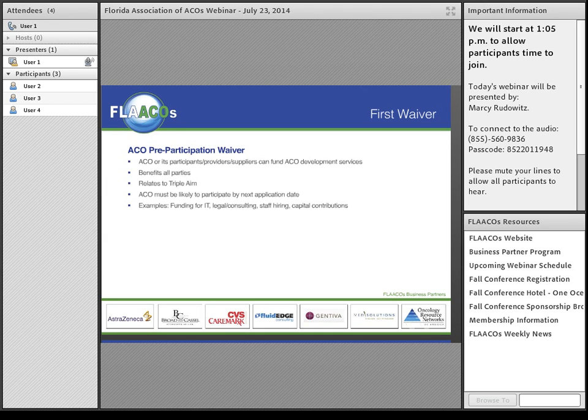The first waiver is the ACO pre-participation waiver. This is for participants, providers, and suppliers to fund the ACO development. In our last presentation, we talked about the infrastructure and the resources that had to be built to support an ACO. Well, one of the things that this waiver does is allow that process to build the infrastructure to be in place. And it makes it possible to then fund some of those resources, whether it's for IT, for legal, for consulting, for staffing, for any of those things that you would think would be needed to be able to use those funds in the way that would be needed.